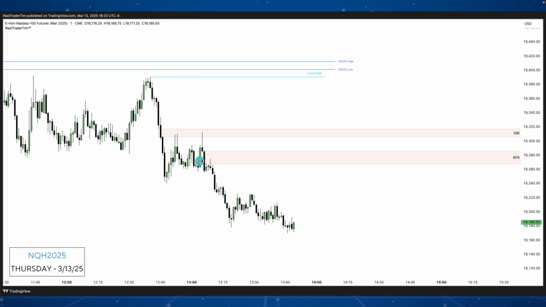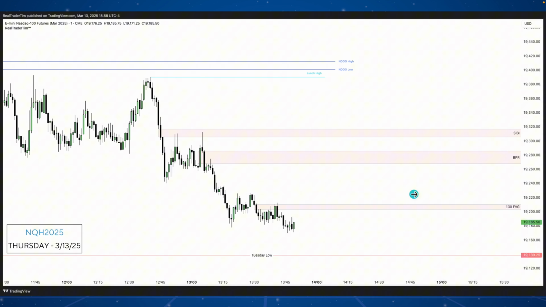Continuing forward, what do we have here? The 130 fair value gap. So this is the first fair value gap after 1:30 p.m. Okay, and this is a significant fair value gap, significant PD array for the afternoon session. Okay, we're seeing that as pushing us lower there. If we continue forward, what else do we see? We see that we're in very close proximity to Tuesday's low. So again, this is Thursday, so a couple days ago, we're falling short of that daily low, which is significant.